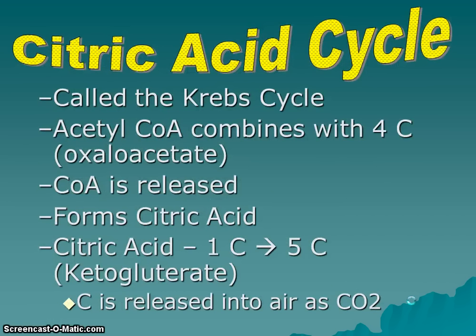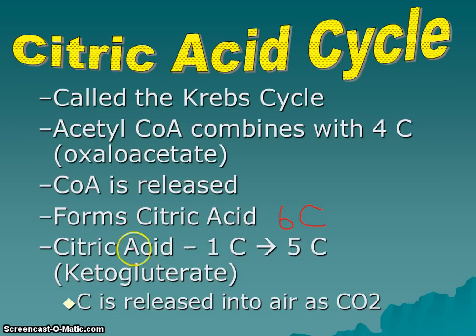So, what's the citric acid cycle? The citric acid cycle is also called the Krebs cycle because Hans Krebs figured it out. So, the acetyl-CoA, again with the coenzyme A plus the acetic acid, is going to join up with a 4-carbon molecule, which is called oxaloacetate. That coenzyme A is going to be released, and the 2-carbon plus the 4-carbon is going to form citric acid, which is a 6-carbon molecule. Hence why it's called the citric acid cycle, because that's what's formed first.